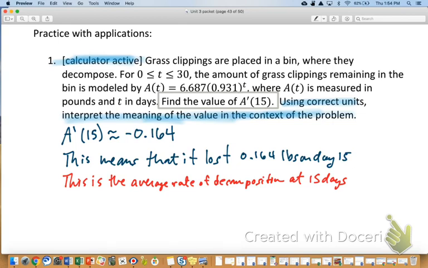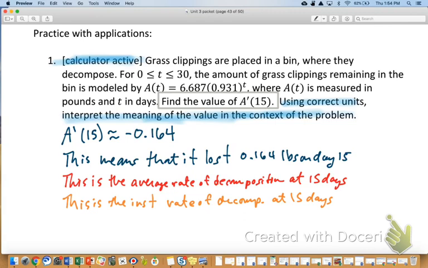Luke, what do you have to say? You take out the word average, so this is the instantaneous rate of decomposition at 15 days. Is that what you're going for? Okay, cool. So we got three of them, and they all say something different. Does anybody have a fourth one that says yet something else different?